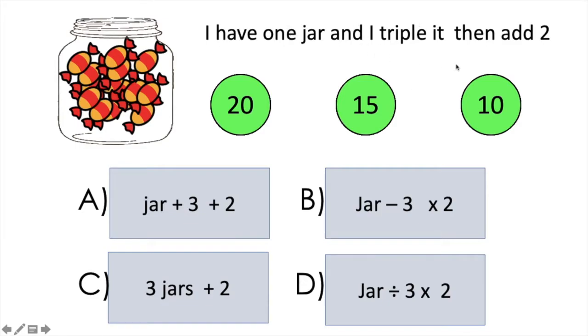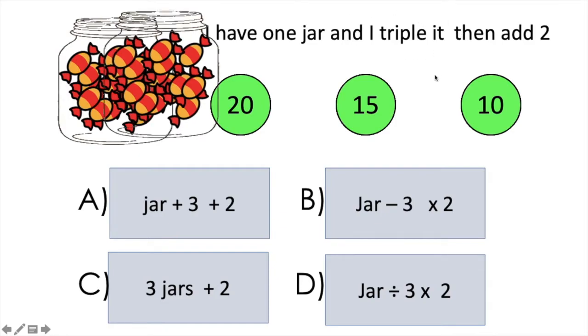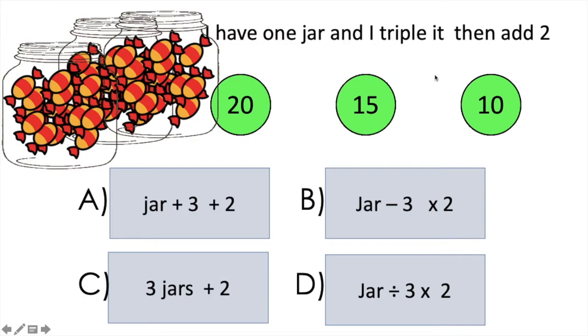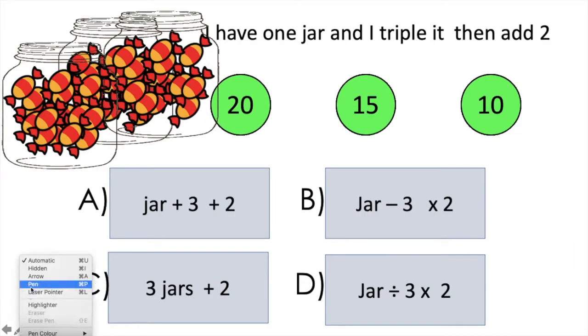I have 1 jar, I triple it, then add 2. So the first step is to triple it. What's the answer? Triple it, and then we add 2. So of course, the answer for this one is going to be C.